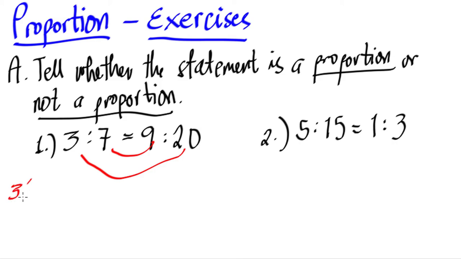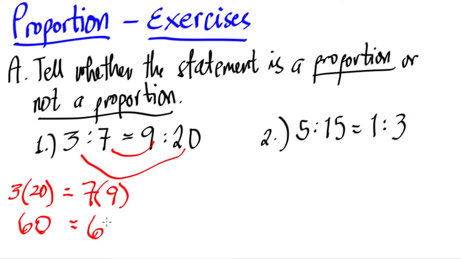So let's do this. 3 times 20 is equal to, this is the extremes, and this is the means, 7 times 9. You may use the raised dot or the multiplication sign. Anyways, I will use the parentheses to indicate multiplication. So 3 times 20 is going to give us 60. But how about 7 times 9? We know 7 times 10 is 70, so 7 times 9 is going to give us 63.